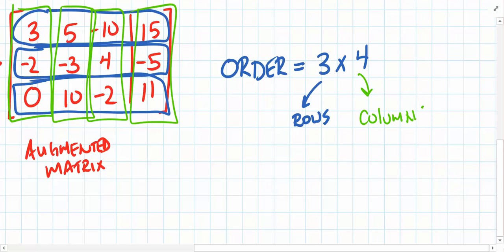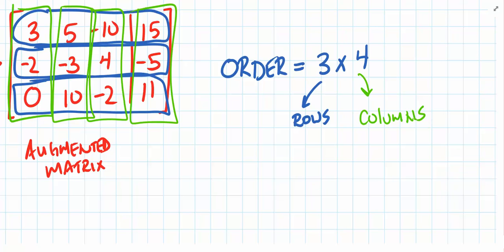It always goes rows first and then columns, and we call that the order of a matrix. So if I was talking with you and said, oh, I have a matrix of order 7 by 8, what am I talking about? 7 rows by 8 columns, okay? Now, we can get even more specific, okay? We can talk about every single specific entry in the matrix, okay?